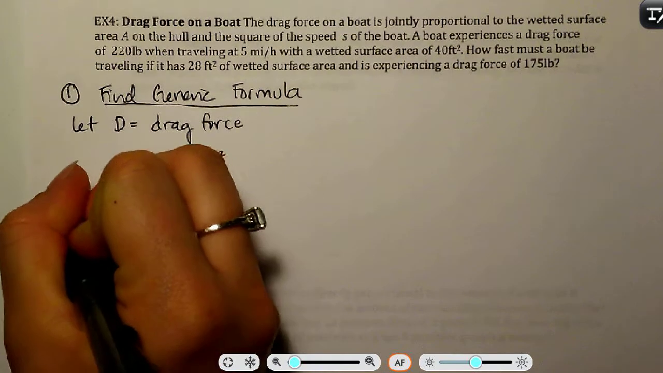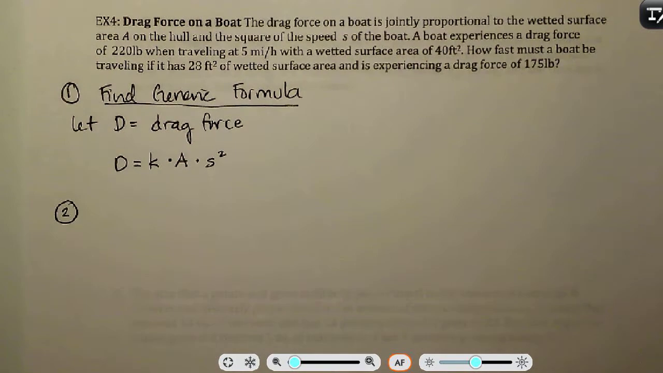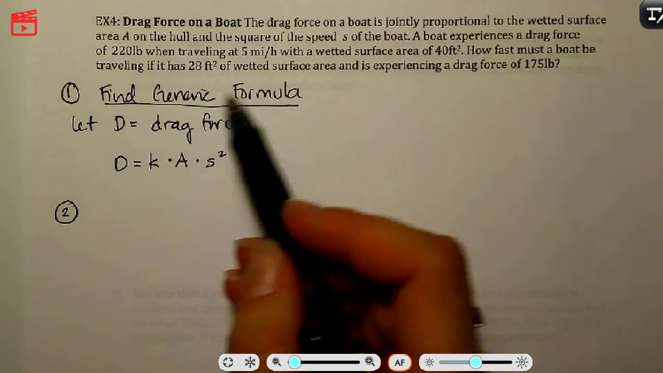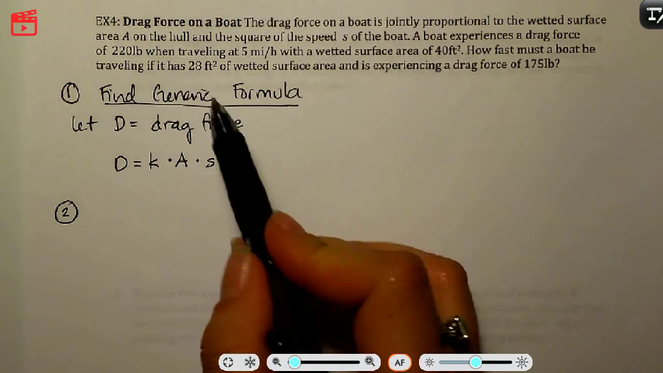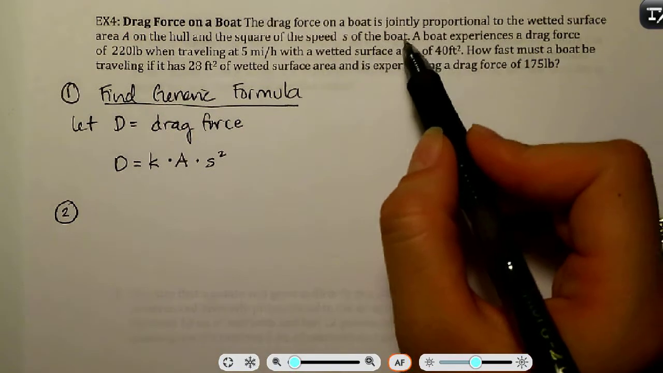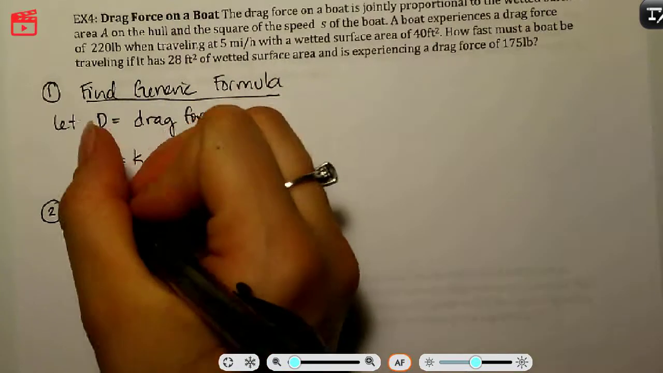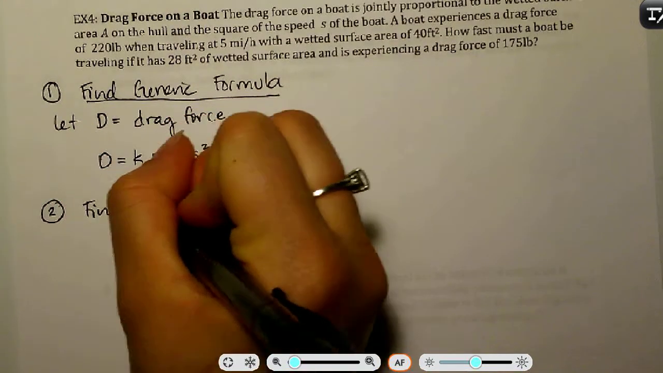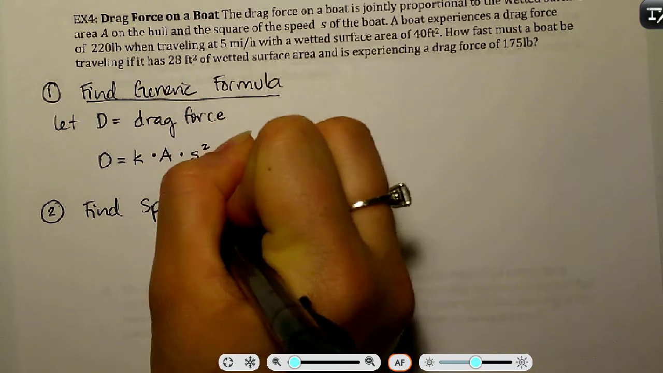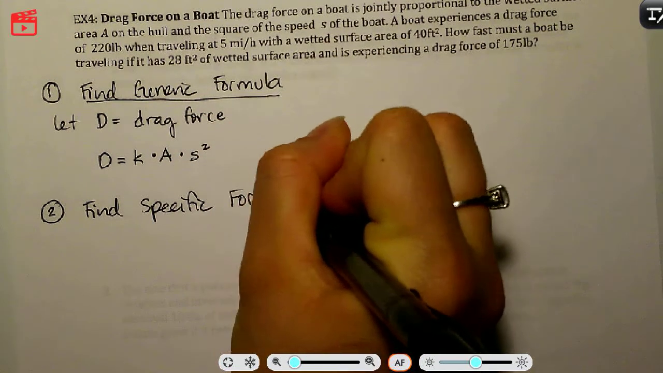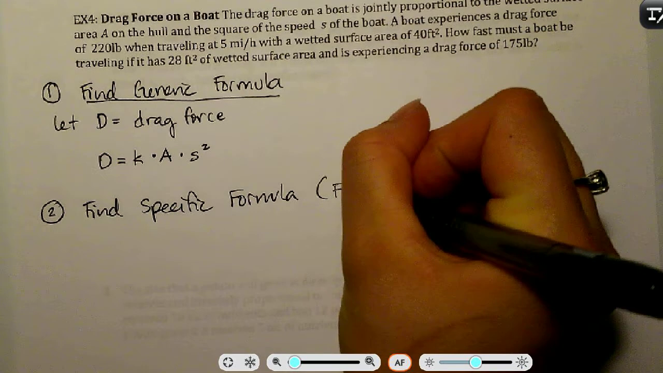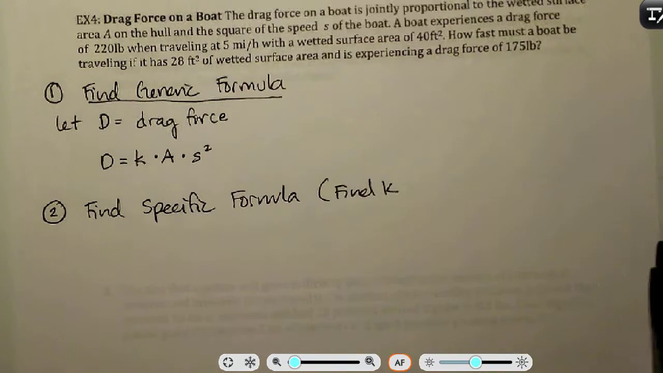Second step, and normally we end up using the second sentence. So normally the first sentence gives us a generic formula, and the second sentence will normally give us our specific formula, which means we're going to find k. Or actually, let me rewrite that, solve for k.